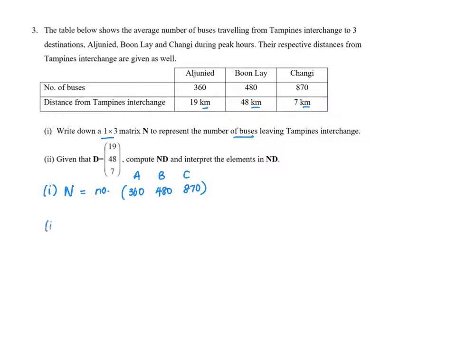Part 2, it says, given that D is 19, 48, 7. Now what do these 19, 48, and 7 mean? It means the distance that they have to travel. So D is equal to this, compute ND. N is the number of buses.